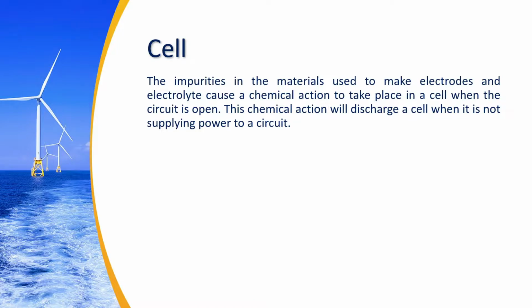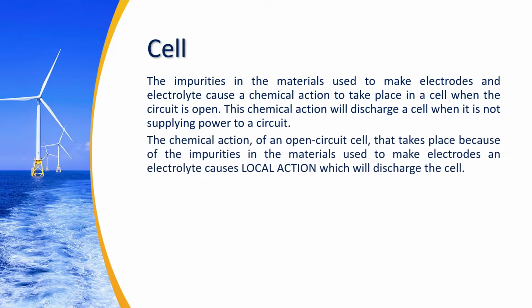So the impurities in the materials used to make electrodes and electrolyte cause a chemical action to take place in a cell when the circuit is open. So this chemical action will discharge a cell when it is not supplying power to a circuit. So the chemical action of an open circuit cell that takes place because of the impurities in the materials used to make electrodes and electrolyte causes local action, which will discharge the cell.